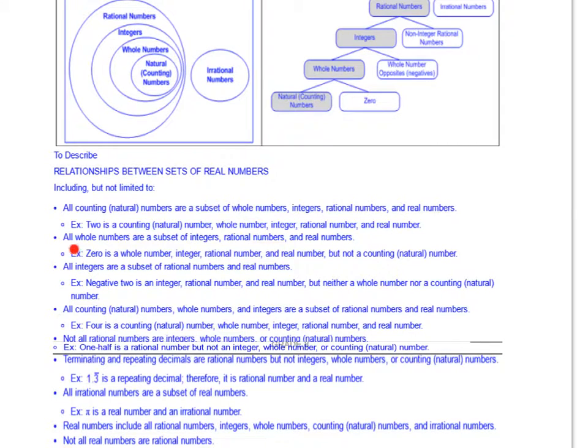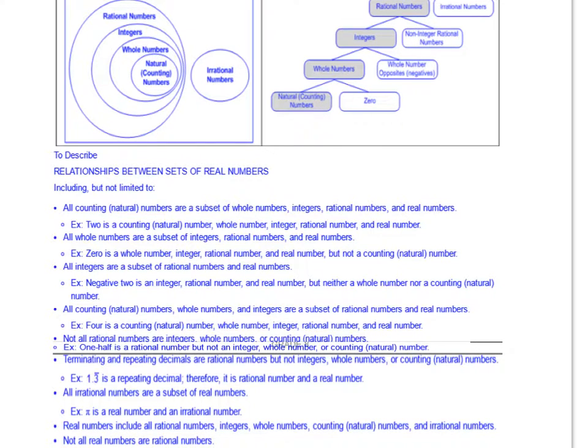Now let's go down to the next subset. All whole numbers are a subset of integers. They're a subset of rational numbers, and they're a subset of real numbers. Notice they're not a subset of natural numbers. So an example is 0 is a whole number, it's also an integer, it's rational, and it's real. But notice it is not a counting number.